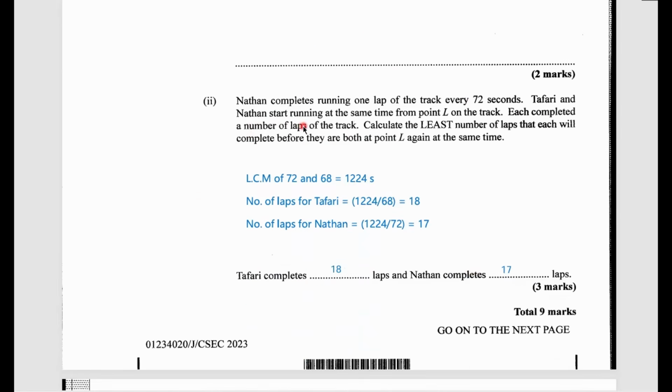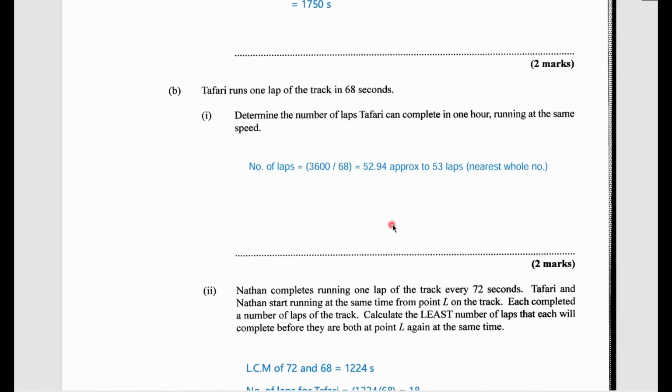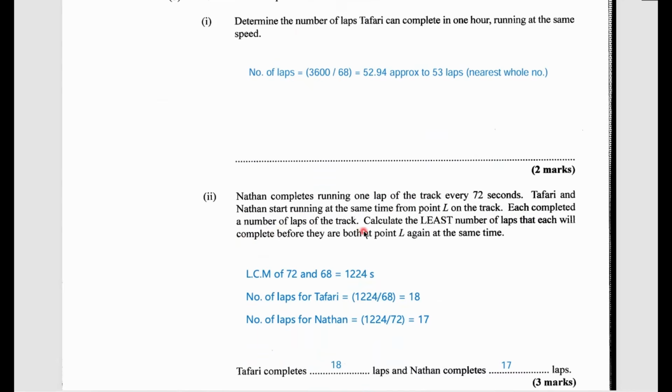They say Nathan completes 1 lap of the track every 72 seconds. Tafari and Nathan started running at the same time, and they started from point L. Okay, that's here. Each completed a number of laps on the track. Calculate the least number of laps that each will complete before they are both at point L again.